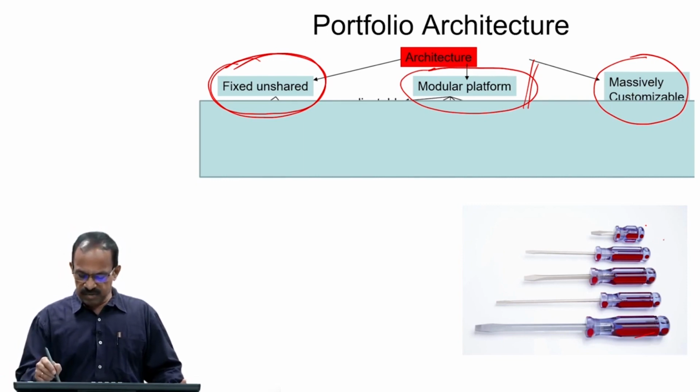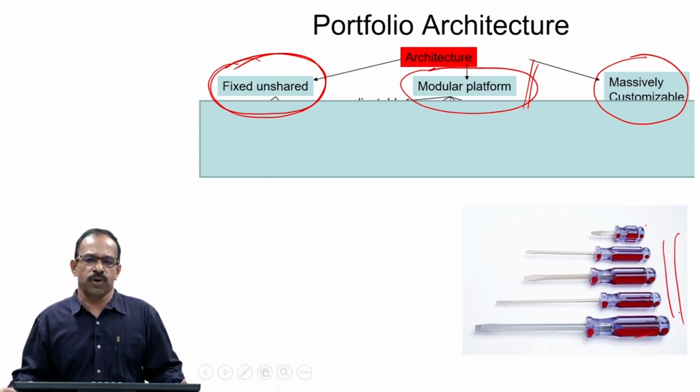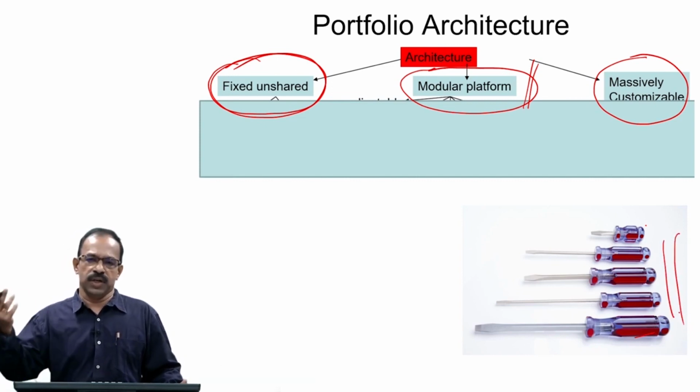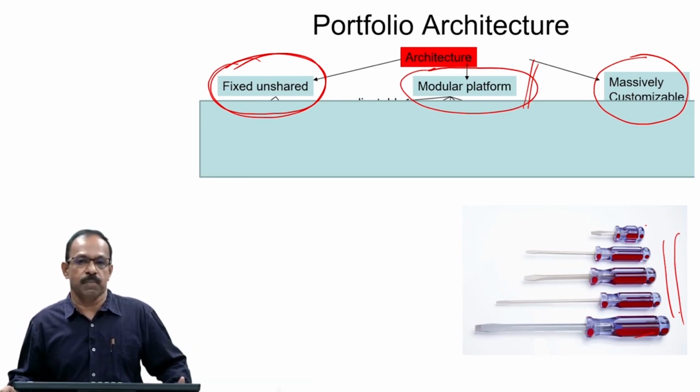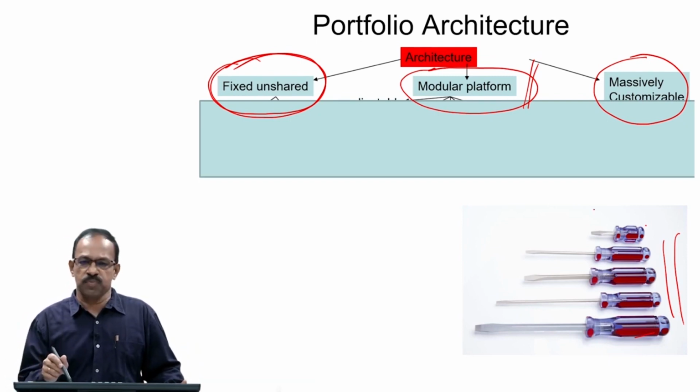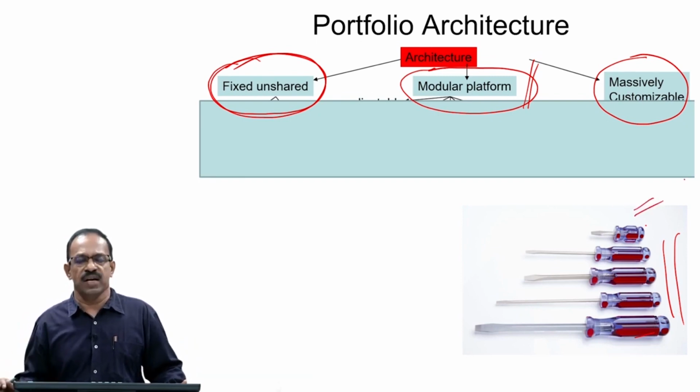One of the typical examples is this one, and like that you can see many products, like hammer sets or spanner sets you will be seeing in the market. So, there will be many such products which actually go for fixed unshared architecture.